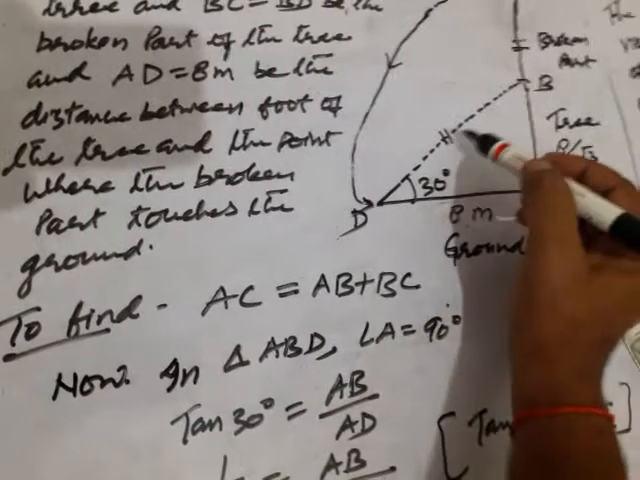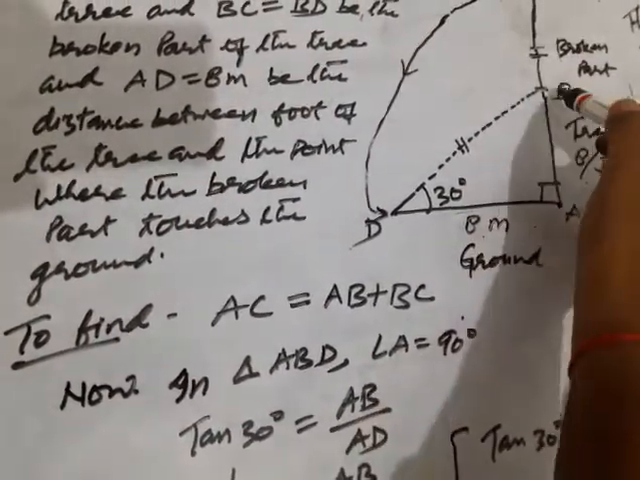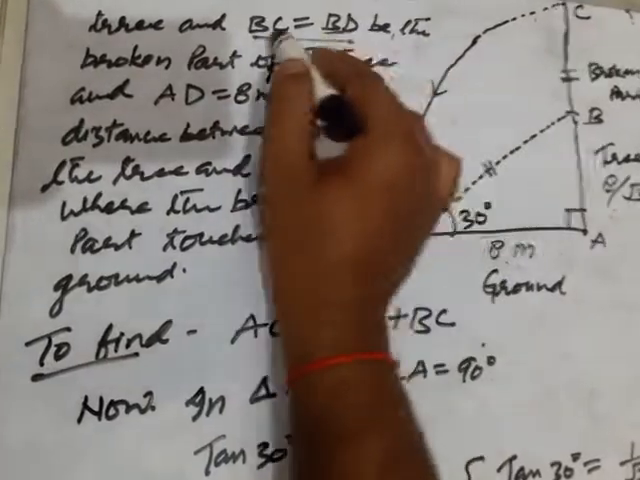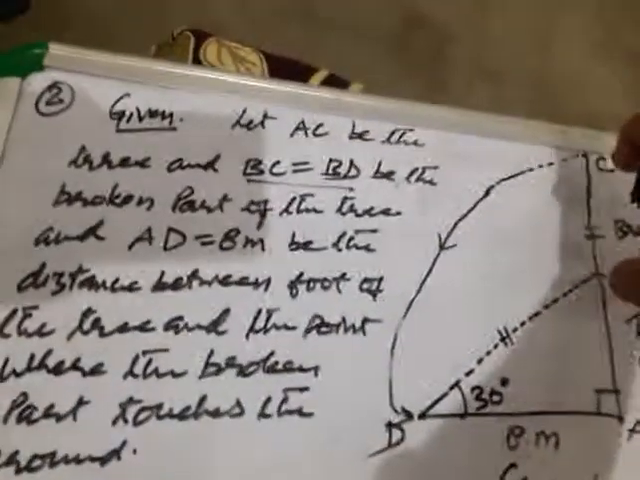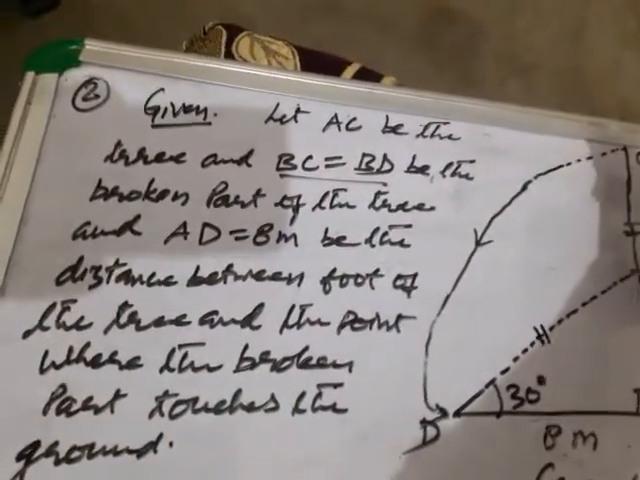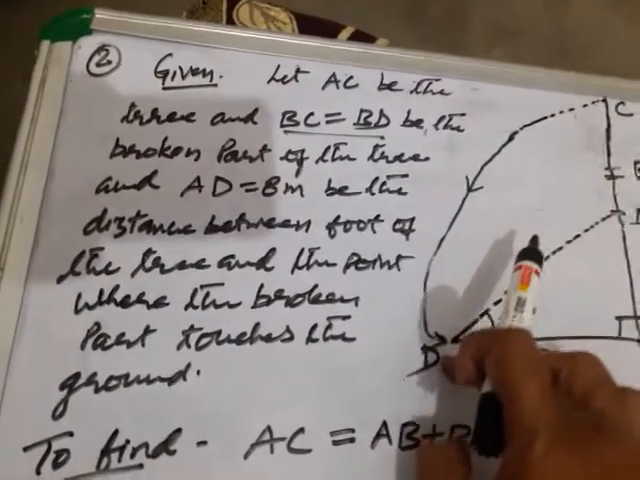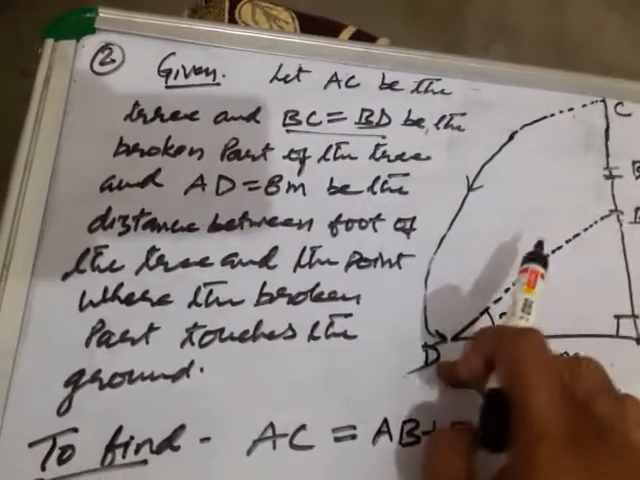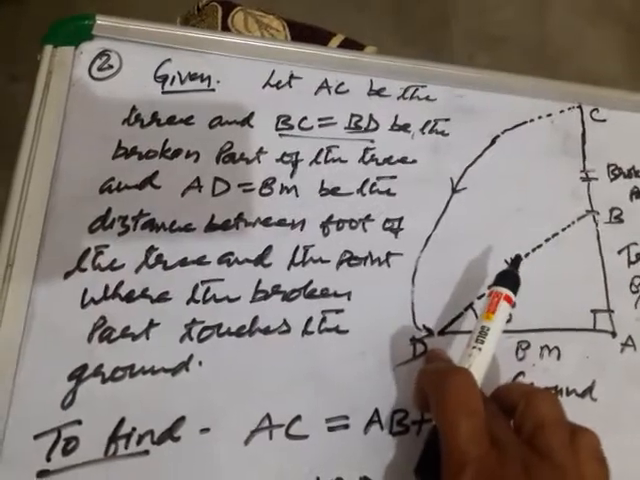Here now you see children, this BC is equal to BD. It is already defined, BC equal to BD, because the same broken part BC is bent as BD to touch the ground over here at D.